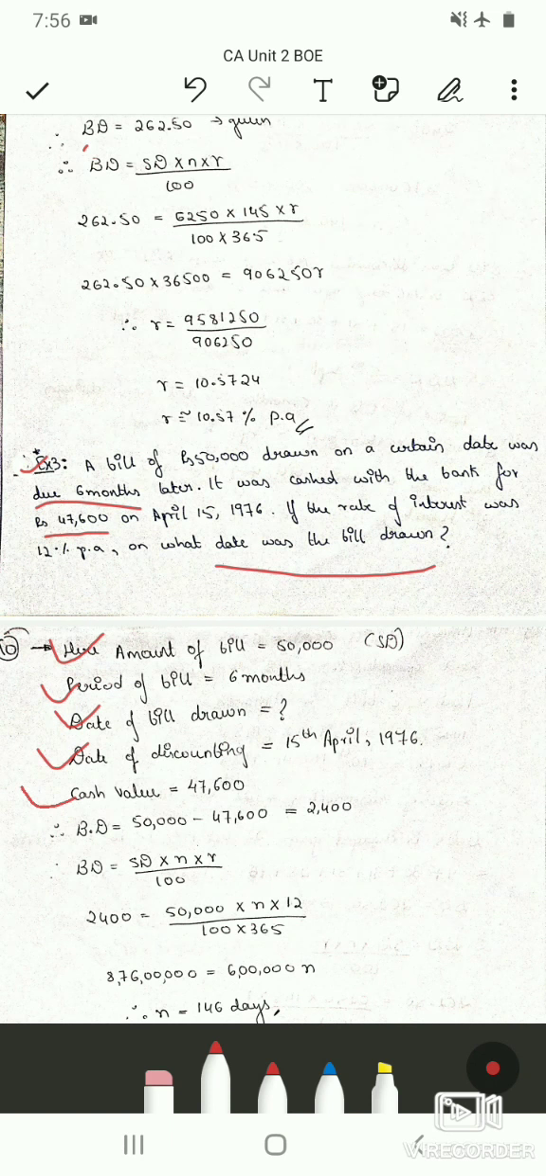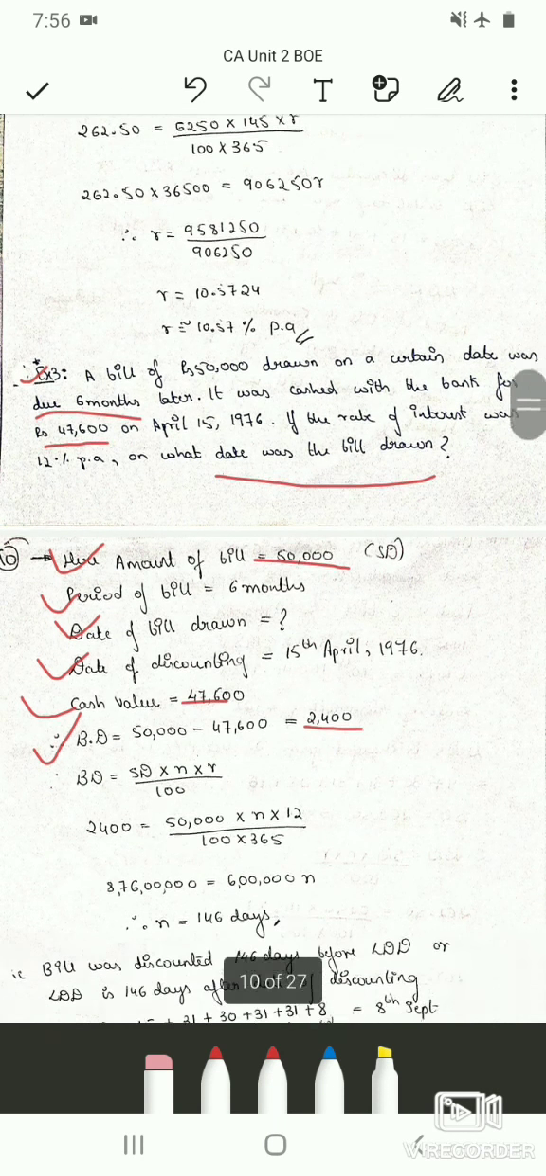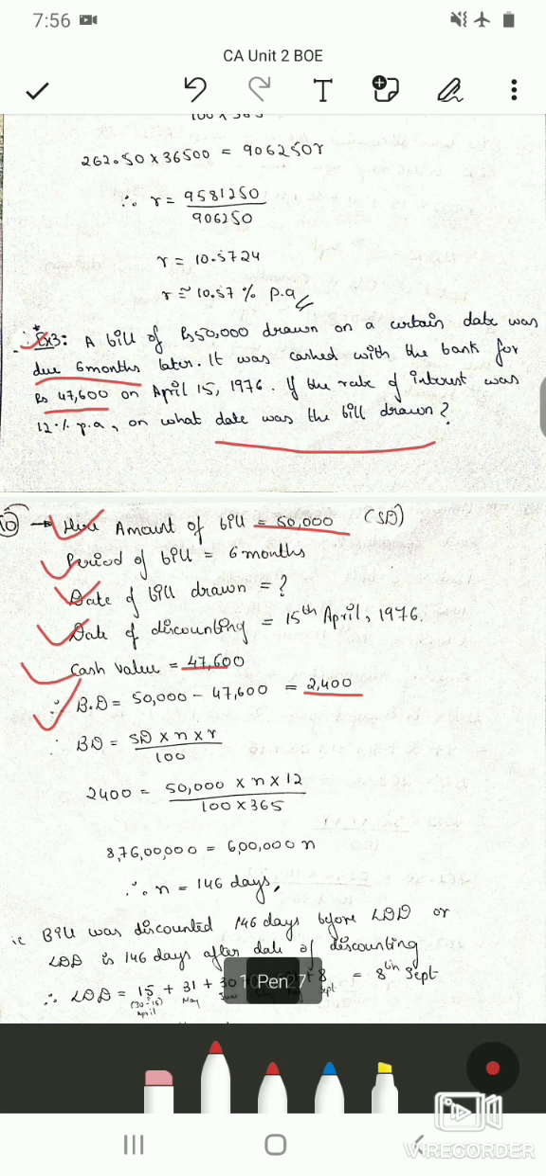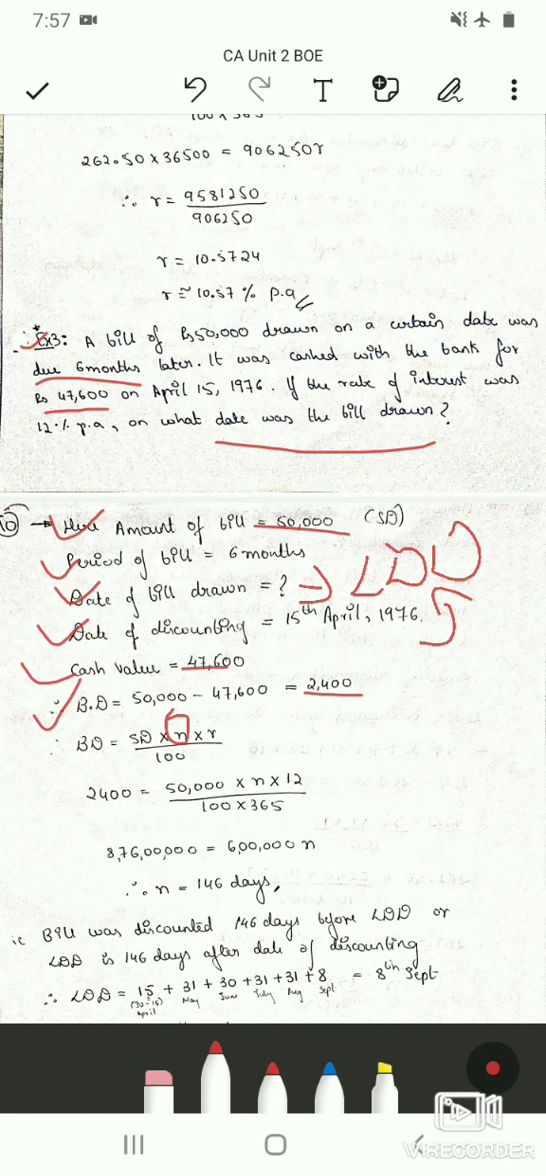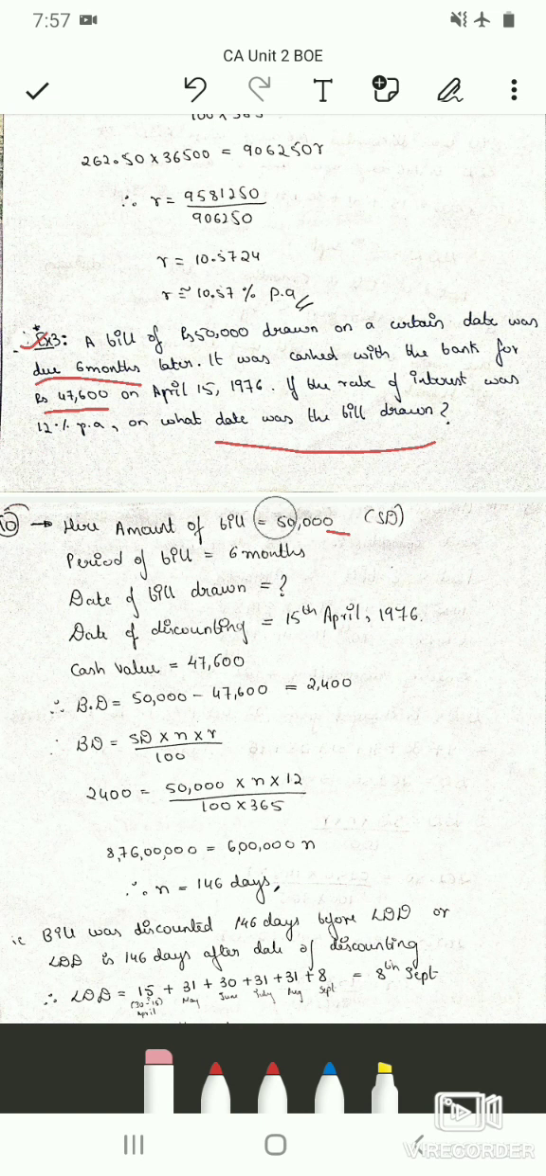With this, when you have sum due and when you have cash value, we can find out banker's discount. So it will be sum due minus the cash value, which is 2,400. Now we cannot calculate N because we don't know the date on which the bill was drawn. Because of this, we can't find out the legal due date, so that we can find the period from date of discounting to legal due date. So in this formula, now all the terms are known except N. So now we will calculate N first.